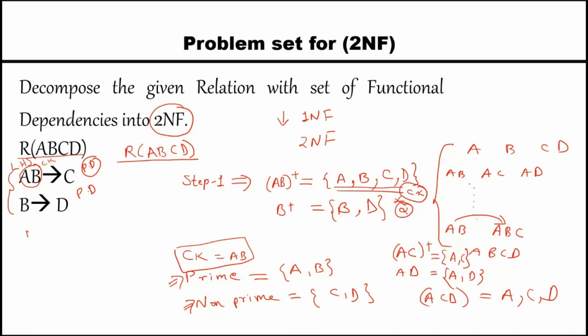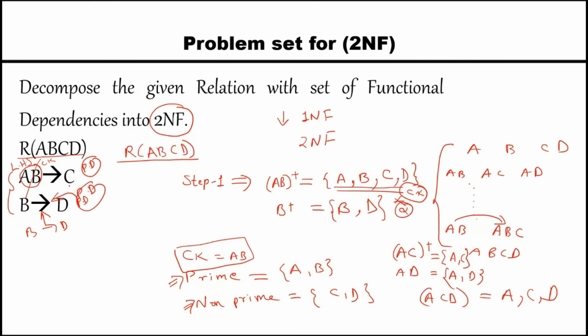And this B is a prime attribute, and it is determining D, which is a non-prime attribute. So you can see that B is a part of the candidate key. So it's a partial attribute, a part of the candidate key. So this will become what? A partial dependency. So this is a partial dependency, and it creates a problem. And the problem, we have already seen what kind of a problem it can create.